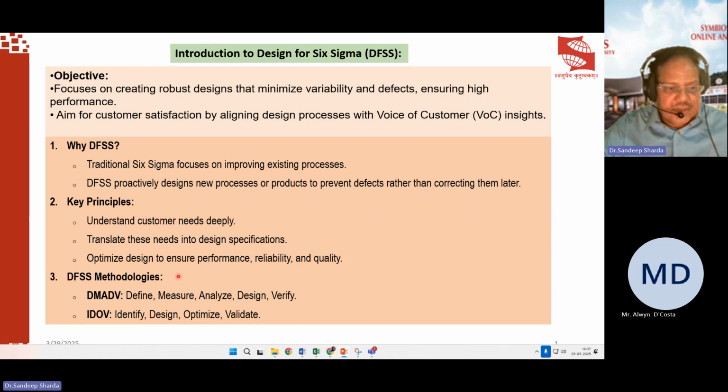The DFSS methodologies are DMADV: define, measure, analyze, design, and verify; and IDOV: identify, design, optimize, and validate. So these are the two acronyms for DFSS.